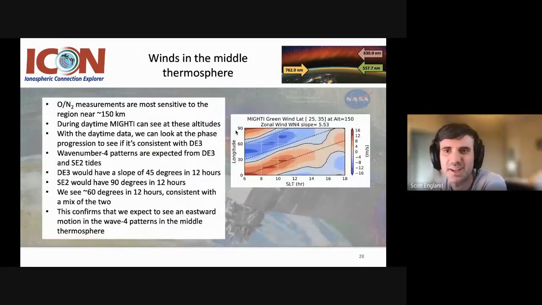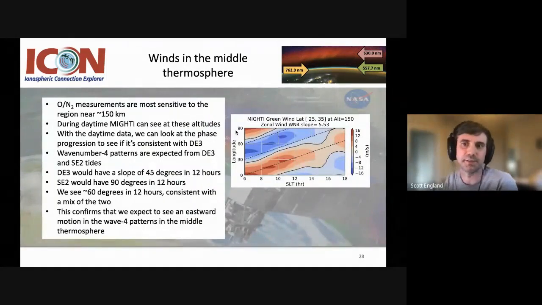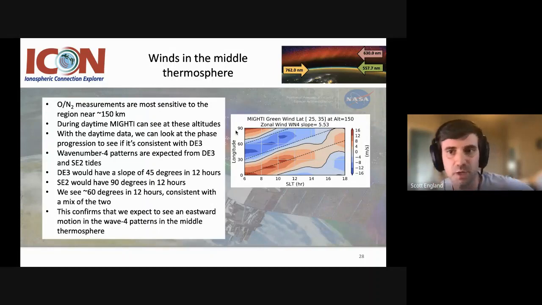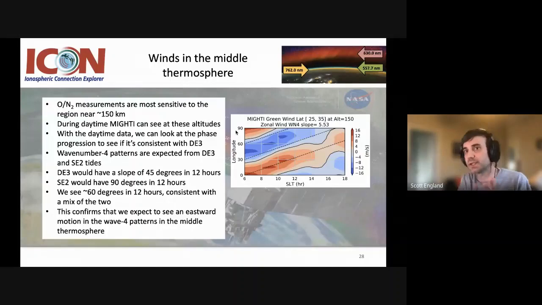I can look higher as well. I don't get a full diurnal cycle if I do. Some of the airglow that comes at higher altitudes is only there in the day, when I have processes like these photoelectrons present. But I can make wind measurements at 150 kilometers during daylight hours. And I can look for the wavefall pattern.